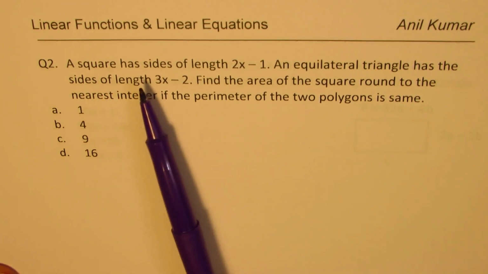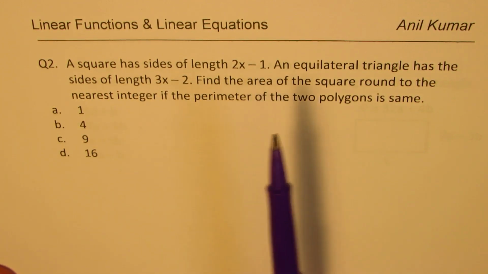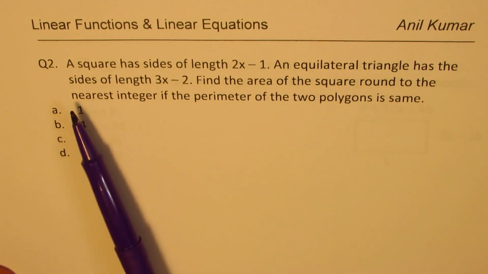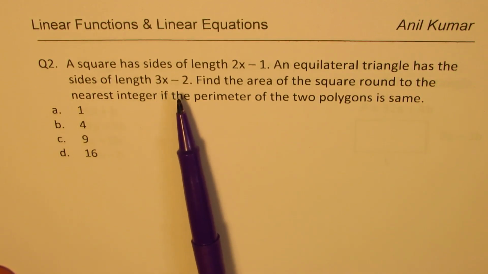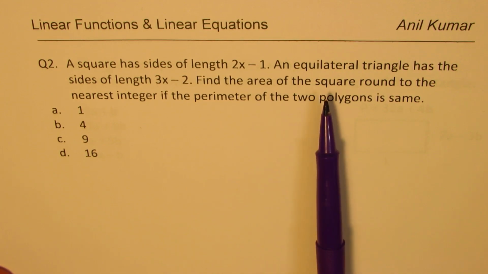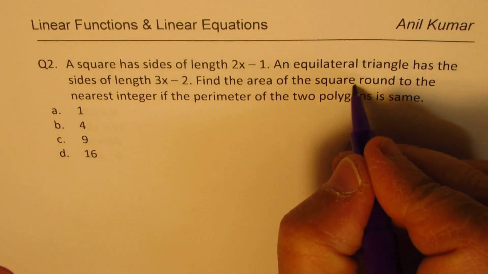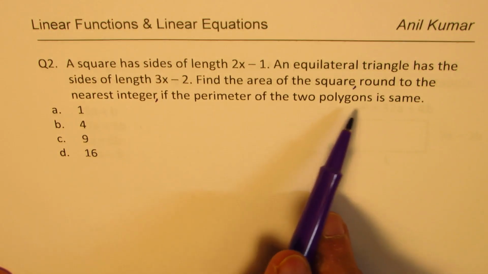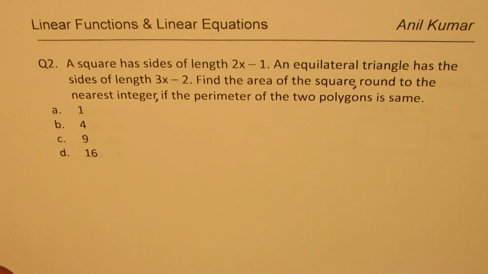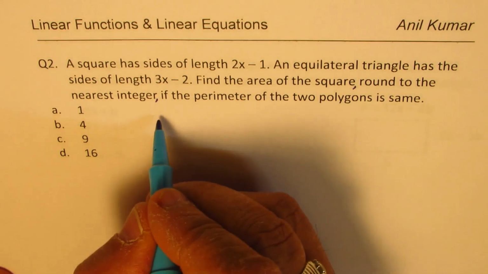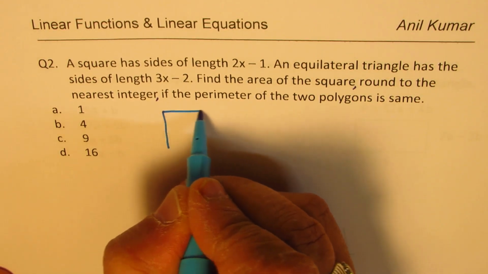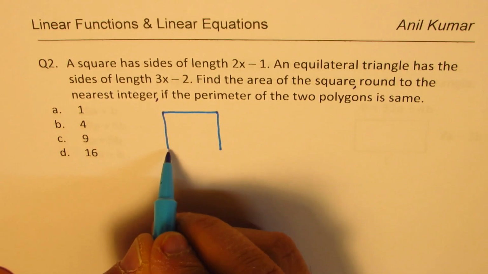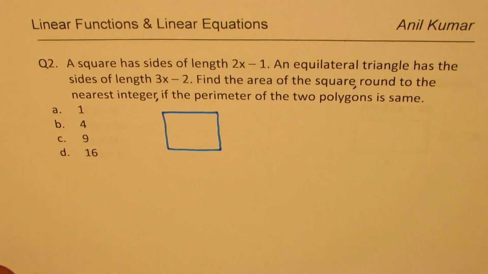A square has sides of length 2x minus 1. An equilateral triangle has the sides of length 3x minus 2. Find the area of the square, rounded to the nearest integer, if the perimeter of the two polygons is the same. So let's make the two polygons, right? So no rush, correct? So we'll see how to rush later. First, we'll understand how to solve the equation, right?